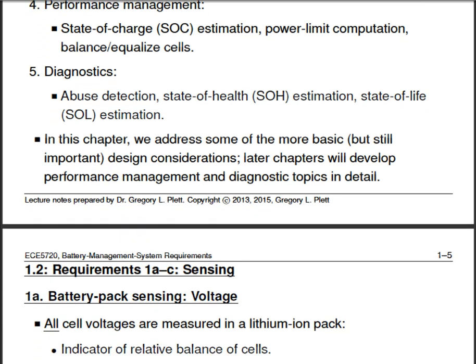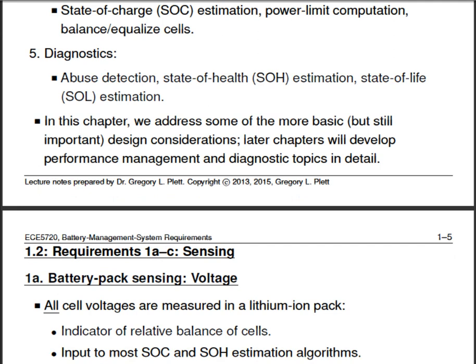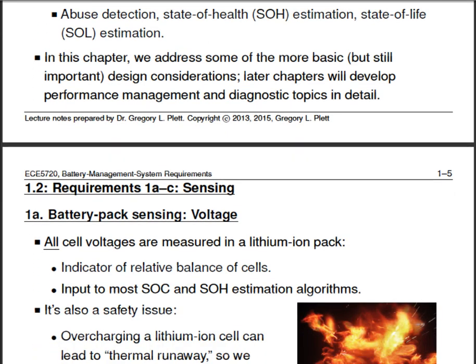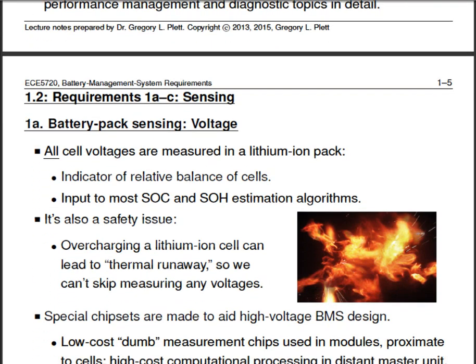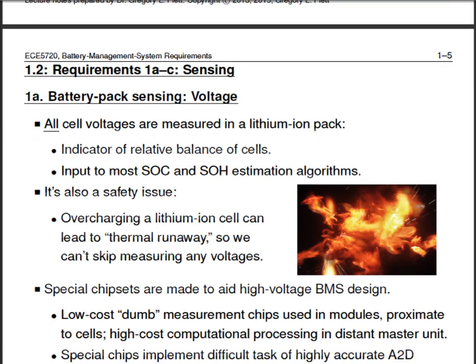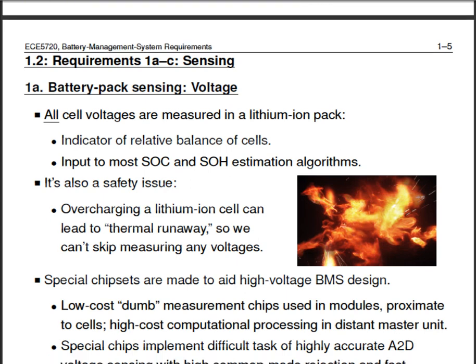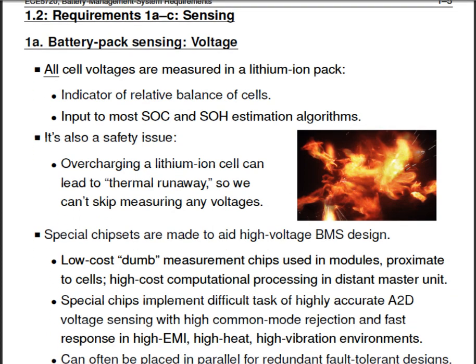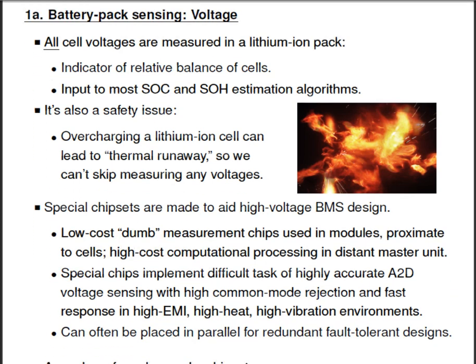So in this chapter, or in this 29-page document, we address some of the more basic but important design considerations. Later we'll develop the management and diagnostic topics in detail. Mainly we are going to study different sensing technologies in BMS. First one is battery pack sensing. In battery pack sensing, what we sense is voltage. It is assumed that it's a lithium ion pack, that means a lithium battery.